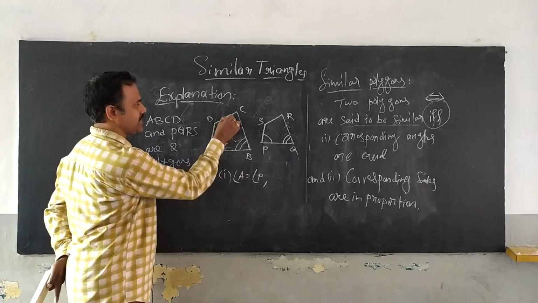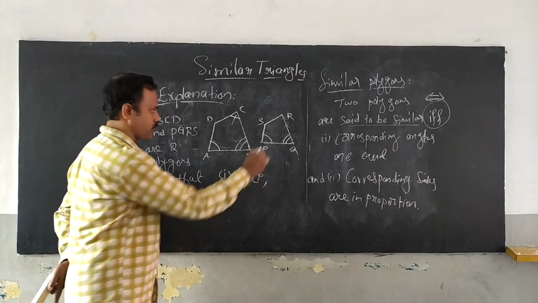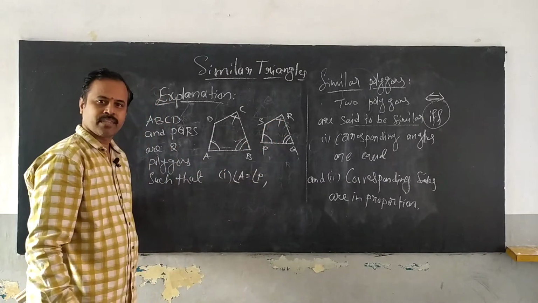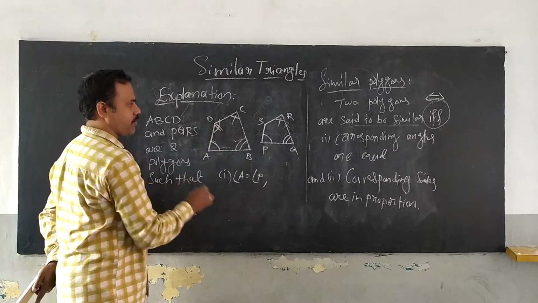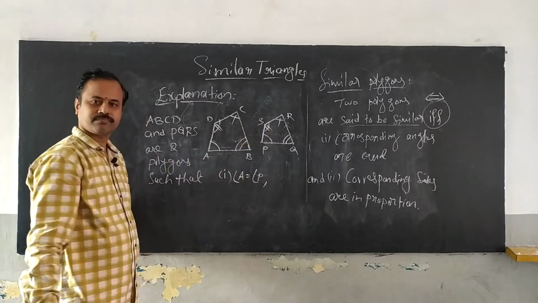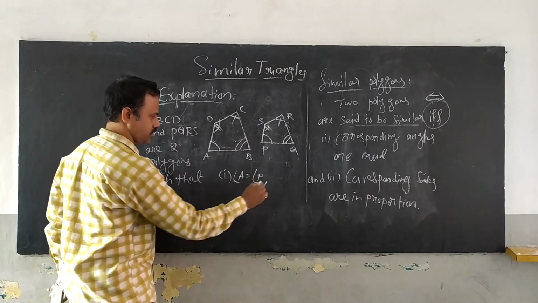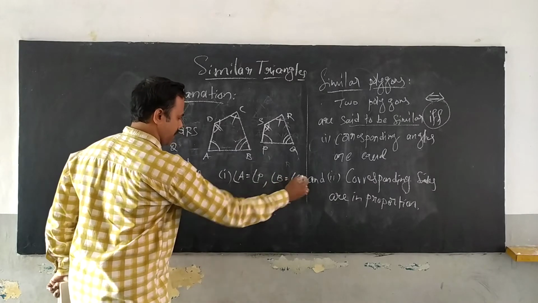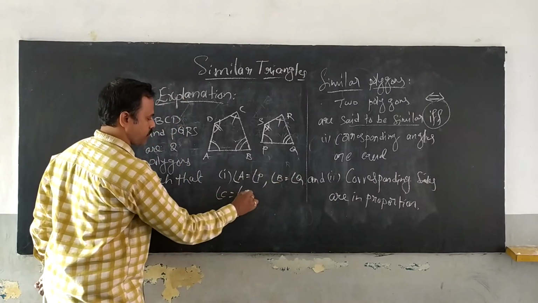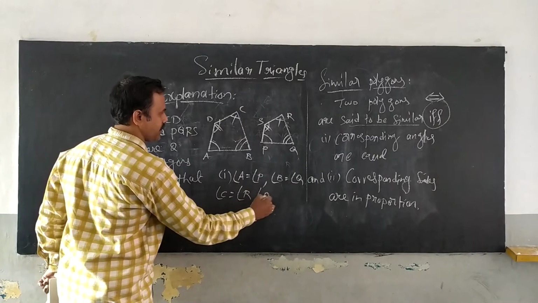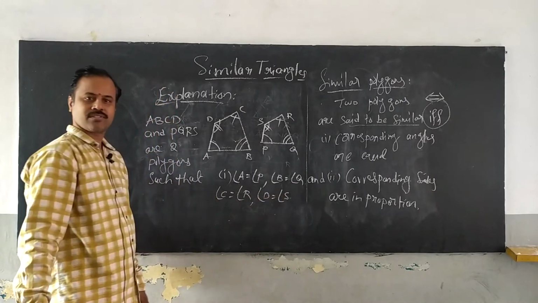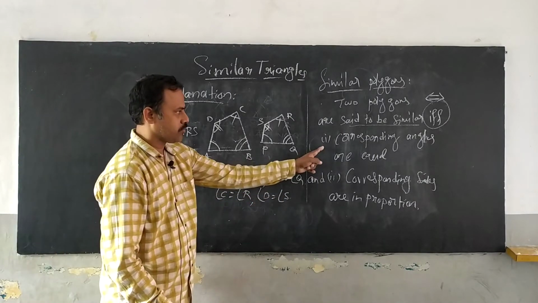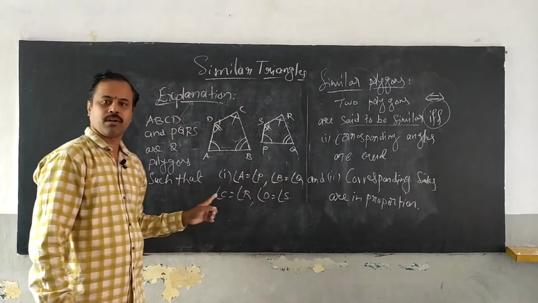Now going, angle C is equal to angle R. Now coming, angle D is equal to angle S. Now angle A is equal to angle P, angle B is equal to angle Q, angle C is equal to angle R and angle D is equal to angle S. This is the first condition: corresponding angles are equal.